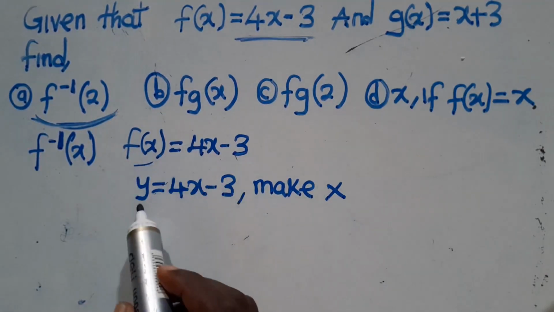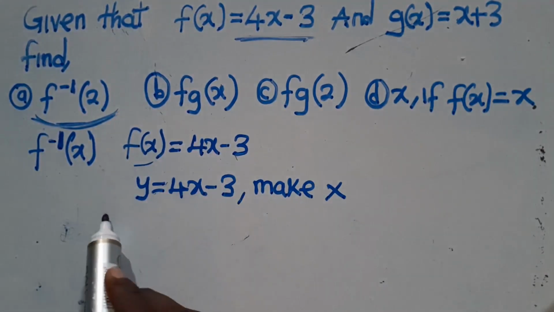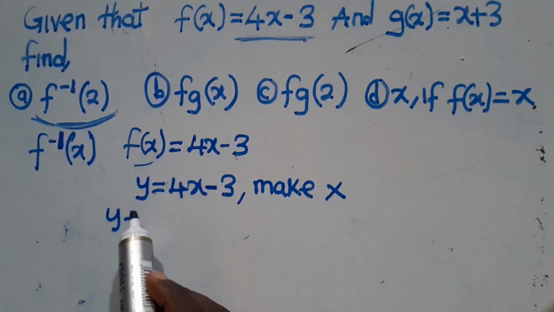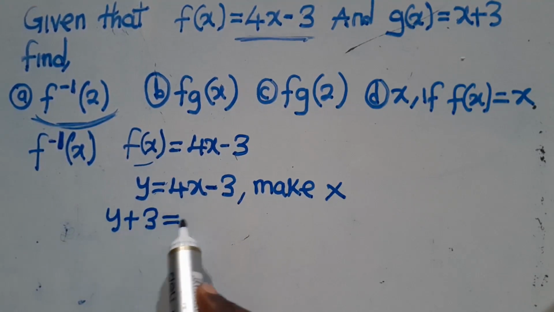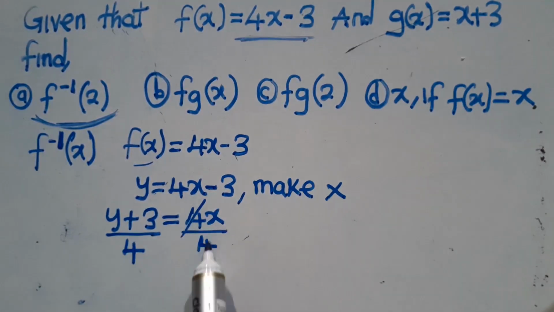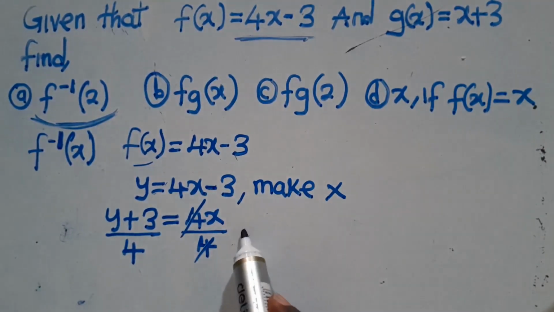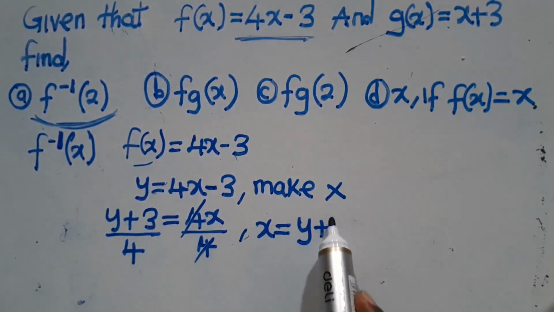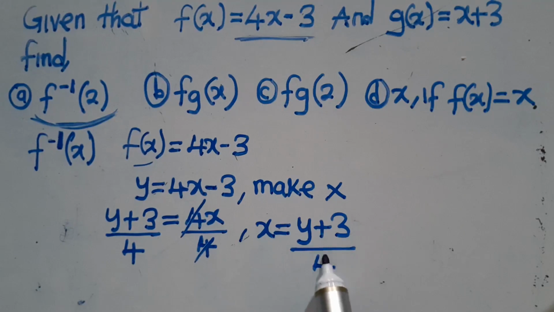The 3 goes aside so that we just remain with 4x. You know that this is negative, so when it crosses the equal to sign, the sign will change, and we have y plus 3 equal to 4x. From here, you divide both sides by 4. The 4 and that 4 cancel out. We are going to have x equal to y plus 3 over 4. So we've made x the subject of the formula.